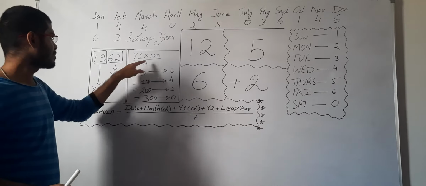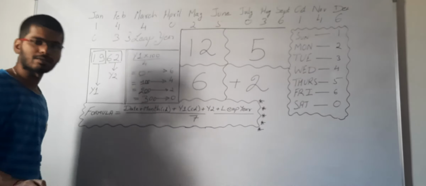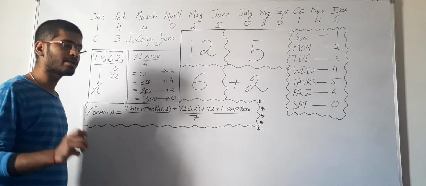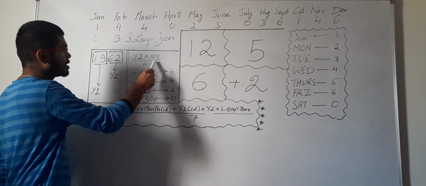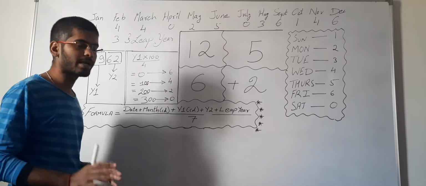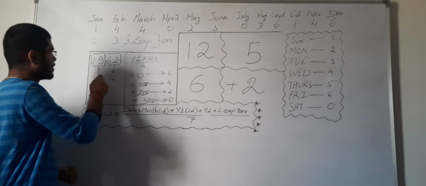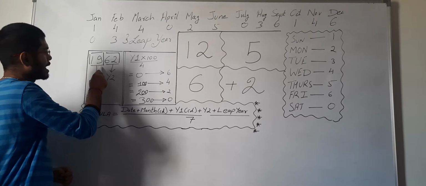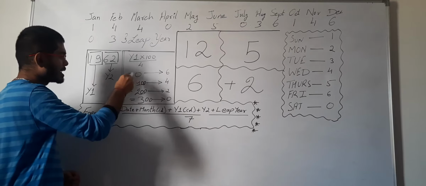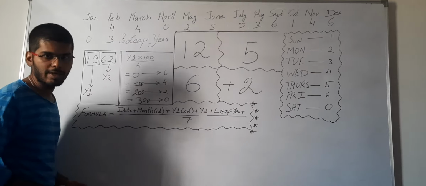Year 1, we will multiply it by 100 and then divide it by 4 to get the remainder. Remember guys, again we don't need the quotient, we need the remainder. So when we multiply year 1 into 100 and then divide it by 4, we might get any of these 4 remainders as 0, 100, 200 or 300. When we multiply 19 by 100 and divide by 4, we get 300 as remainder.